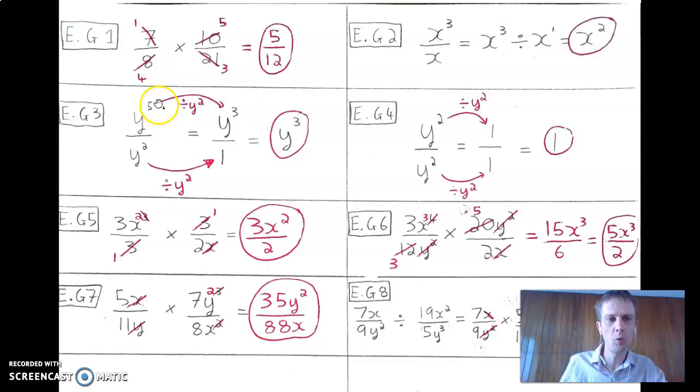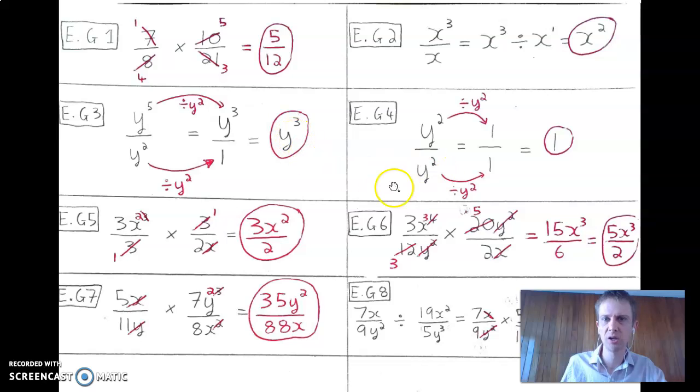This one here, y to the 5 over y to the 2. I'm just showing you a different technique here. If you divide the top and bottom of that fraction by y squared, y to the 5 divided by y squared is y cubed. 5 minus 2 is 3. Y squared divided by y squared is 1. 2 minus 2 is 0. And y to the 0 is 1. Y cubed over 1 is y cubed.